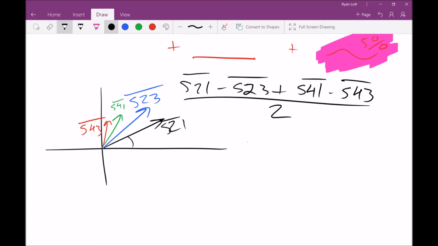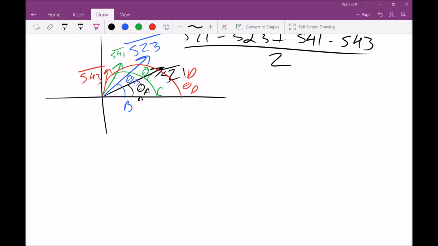And they all have their own angles. Let's call them theta A, theta B, theta C. I know this is getting a little crowded, I'm sorry. And theta D. And they all have their own component values. Okay. This is just a reminder of phasor notation. I expect everyone to know this.